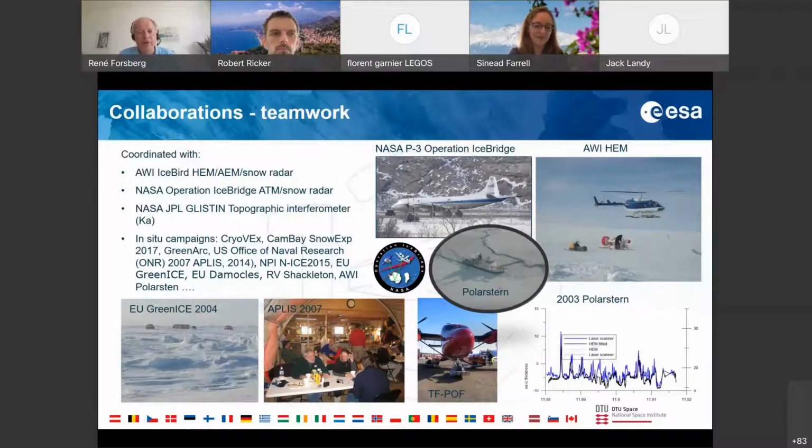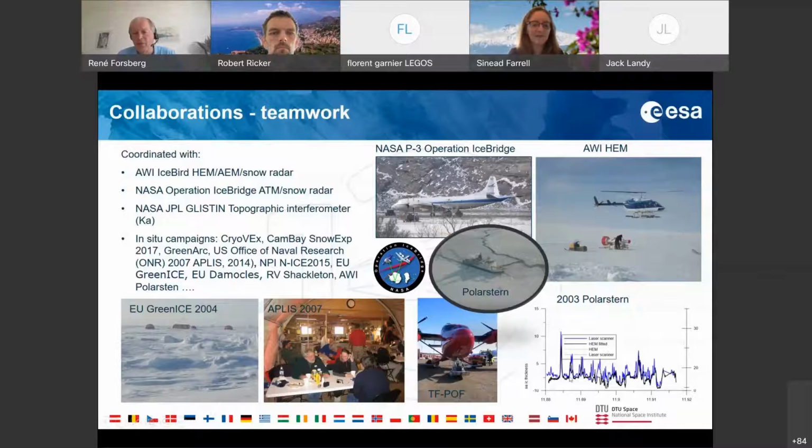But there were Cambridge Bay experiments. 2016, we had camps north of Greenland, the Green Ice Camp. We had the US camp in the Beaufort Sea, the APLIS, where there was a flight program. Various EU projects, GreenICE, DAMOCLES, have also given coordinated data there. Then we had overflights of icebreakers like the Polarstern in a couple of incidents, and in Antarctica with the Shackleton, the ship there.